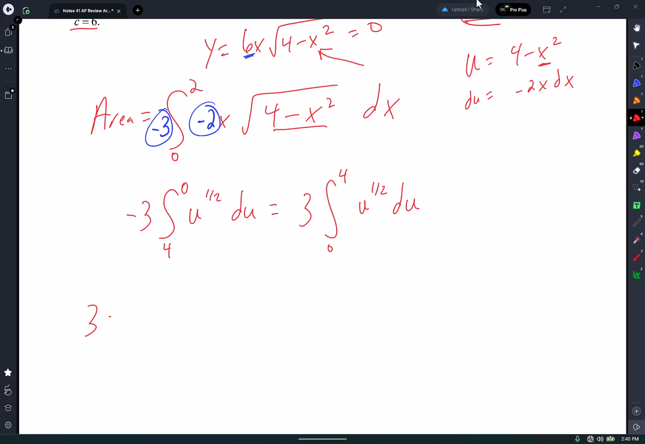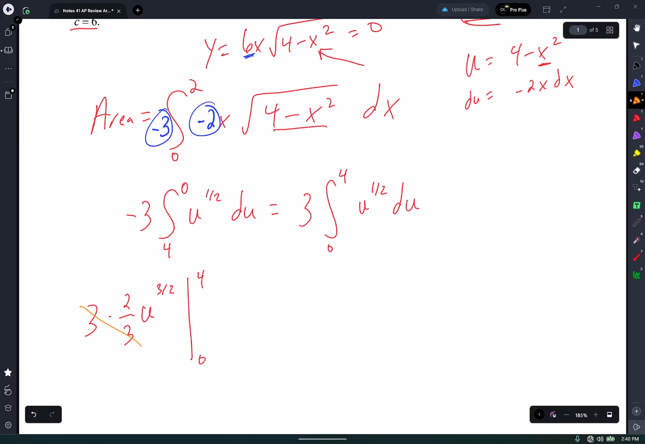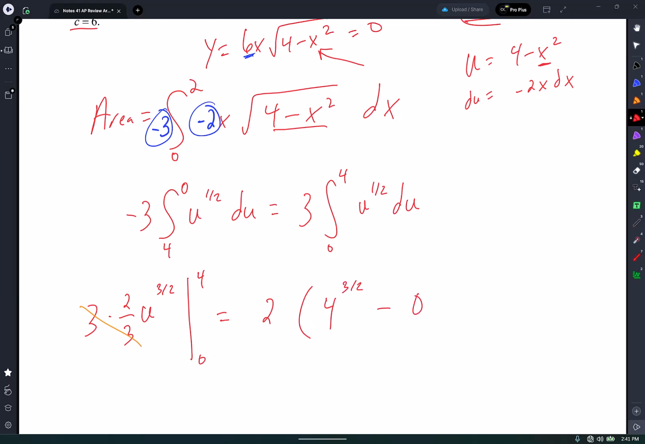All right. Here we go. Antiderivative. Add 1 to that half. U to the 3 halves. Divide by 3 halves, which is the same thing as 2/3. Dividing by 3 halves is the same thing as multiplying by 2/3. Put a line. Lower limit 0, upper limit 4. The 3's cancel out. And I guess you can factor out that 2. 2, giant parenthesis. You don't need to worry about the 0. 4 to the 3 halves minus 0 to the 3 halves.